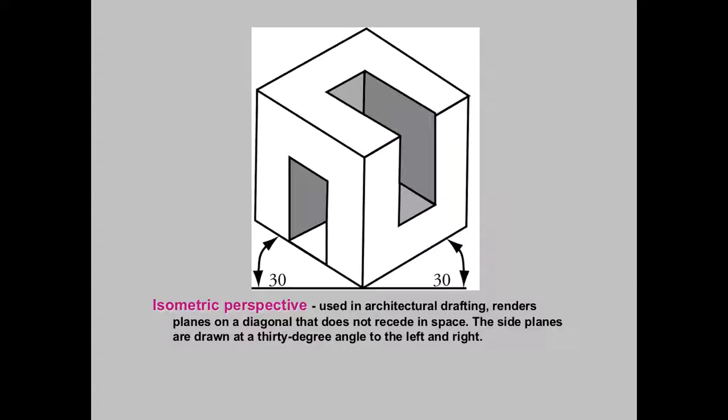Isometric is a little confusing. I'm not going to worry too much about this. It's in architectural drafting, but you're drawing it at a 30-degree angle so you can see everything, if that makes sense.